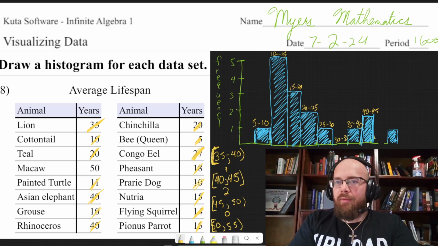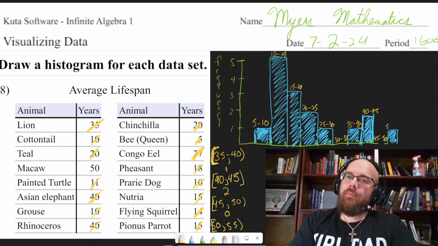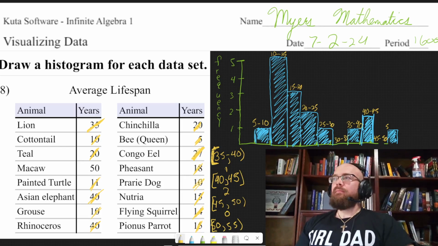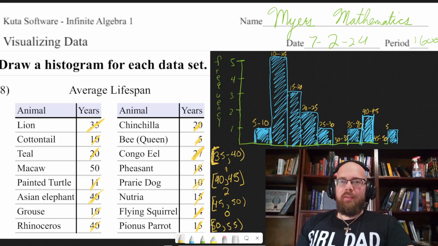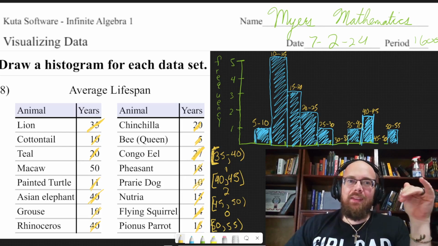45 to 50, and then 50 to 55. There we go, folks. There it is. There's our histogram. Okay, cool. We made it. That's how you do it. That's how you do all of this.